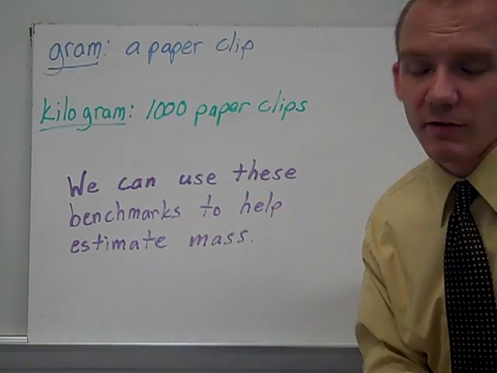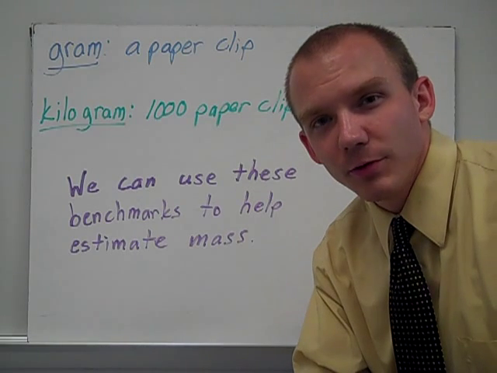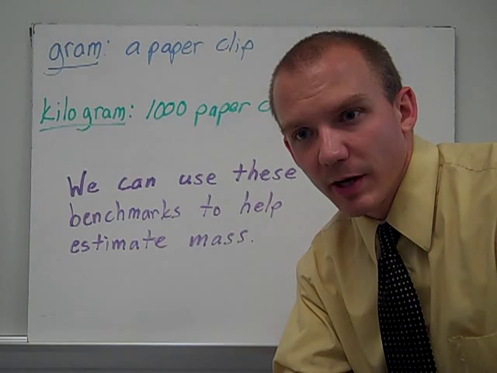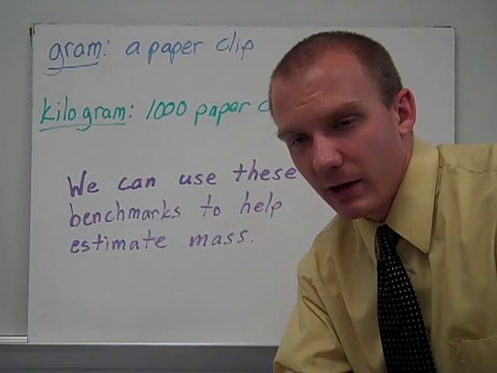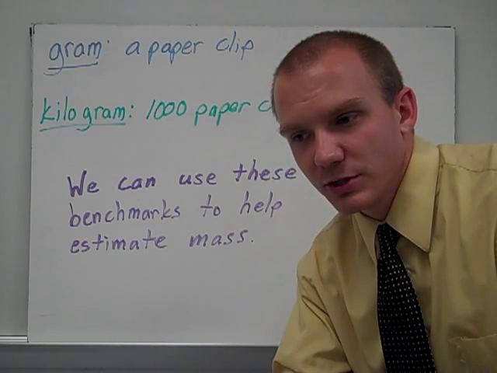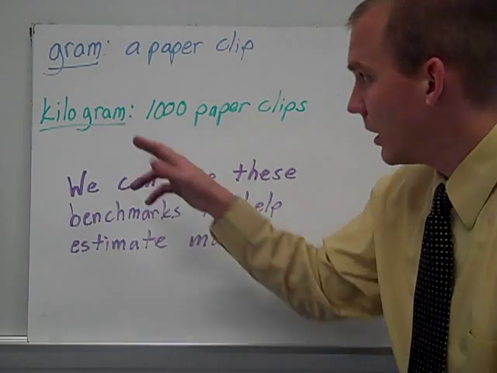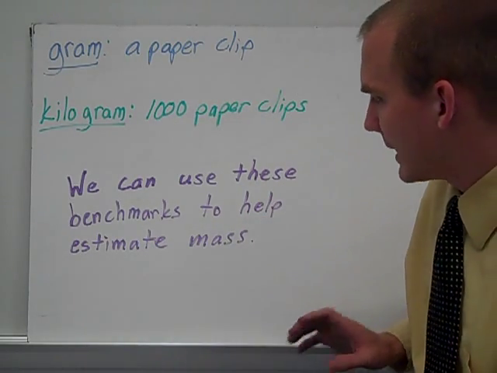Just as a point of reference, a pound, like when we measure our weight, might be a loaf of bread, and some smaller bags of candy are about a pound. A kilogram is just over 2 pounds. So maybe just over 2 loaves of bread, or 2 bigger loaves of bread might be a kilogram. We can use these benchmarks to help estimate mass.